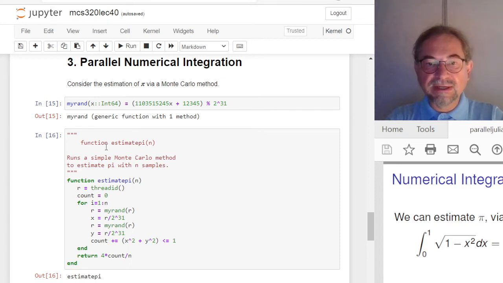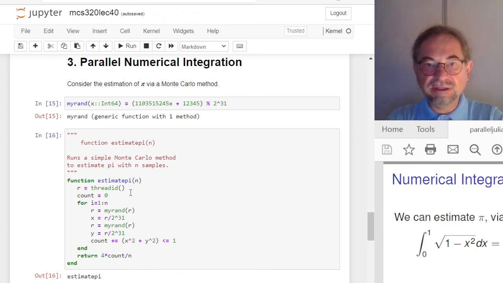I want to indicate that here every function is customized with the thread ID. So I'm using the threads, and when this function runs, it will be executed by as many threads as I have available in my environment here.